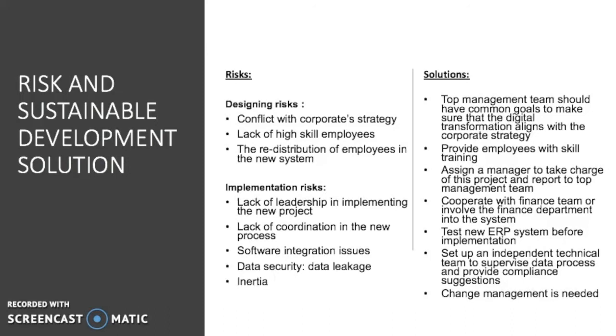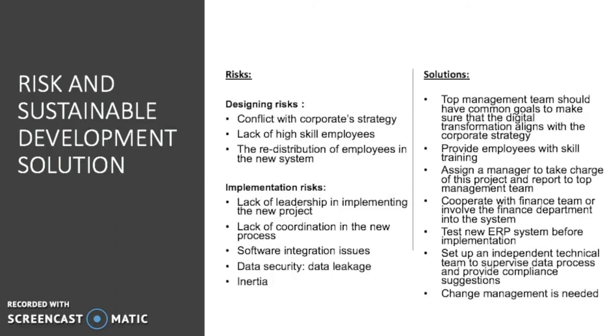Then in the implementation process, there are also risks such as the lack of leadership in implementing the new project, and the lack of coordination among different departments in the new process. Software integration issues, such as technical issues in terms of the new ERP system compatibility. The data security, for example, data leakage might happen in the implementation procedure. The last one is that employees might be reluctant to change to the new process due to inertia.